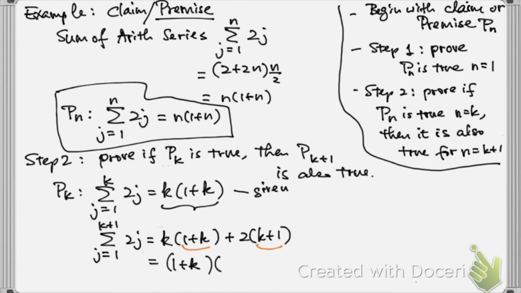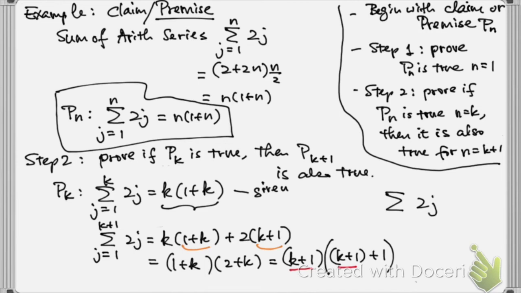And what I have left is 2 plus k. And if I rewrite this a little bit, this is going to be the same as k plus 1 times k plus 1 plus 1. And what you notice is that this k plus 1 is exactly the same if I were to write my summation j equal to 1 to k plus 1.